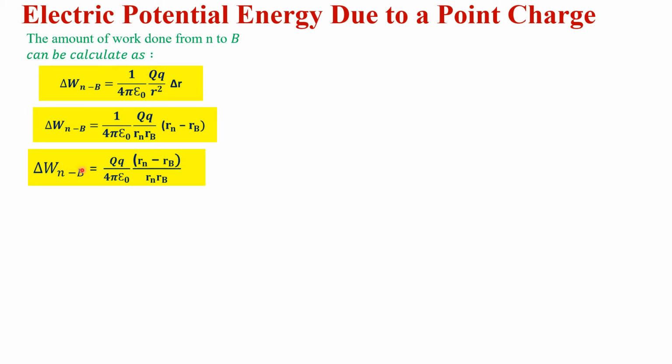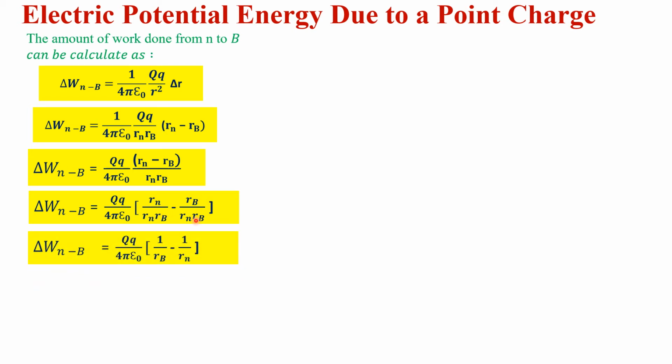And then we get delta W N to B is equals to Q into Q divided by 4 pi epsilon naught Rn divided by Rn into Rb minus Rb divided by Rn into Rb. Rn is cancelled by Rn and Rb is cancelled by Rb, and then finally we get delta W from point N to point B is equals to Q into Q divided by 4 pi epsilon naught multiplied by 1 upon Rb minus 1 upon Rn.